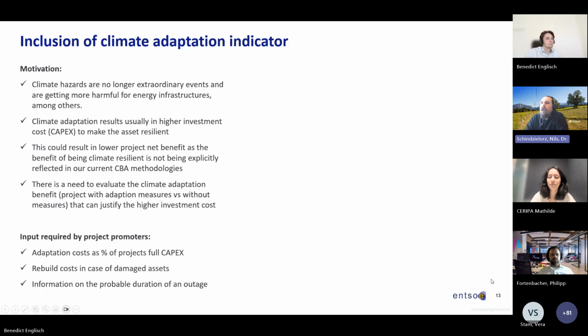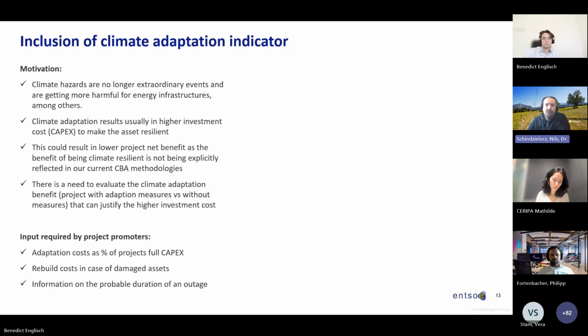Here I would like to give a short motivation. Why is it needed to have climate adaptation measures as an indicator? As you all might know, in the future, climate events might become more severe and also more frequent. This is also something that we currently see in the climate development. There are incidents that impact the infrastructure, and this needs to be coped with even more in the future. What project promoters are doing is making their assets fit for the future and for such hazards.